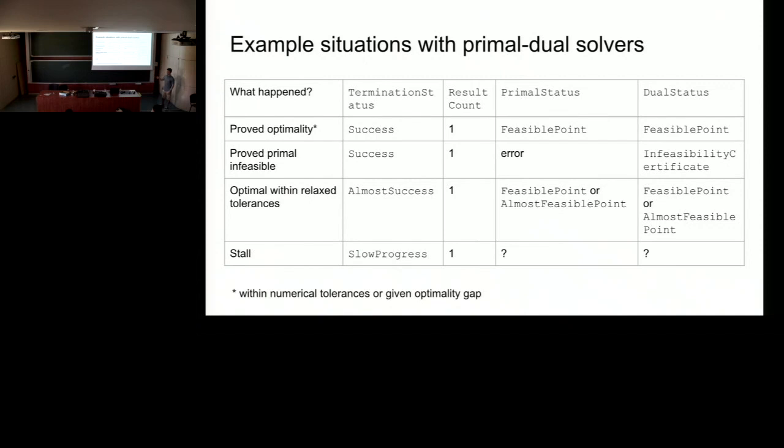So let's say you have a convex primal dual solver, call it an LP solver, and then your LP solver has proved optimality, obviously within numerical tolerances or the gap that you've provided. So you solve an LP, the solver is happy, it returns success, it has a result to return, and has both a primal and dual feasible solution to return back to you. And the important point here is that none of these attributes said optimal.